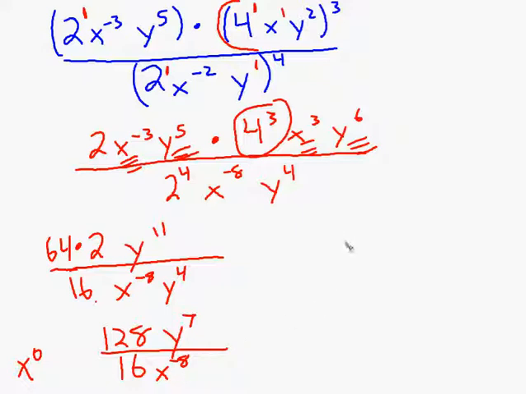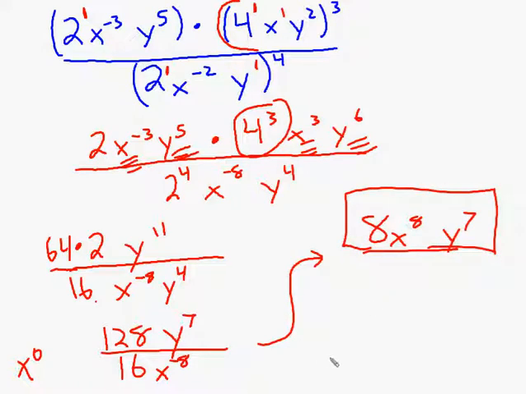And finally, I'm going to do some reducing. 8. It's 8 exact. And what do I do with this x? You bring it up. Y to the 7th. So I don't even need to write a denominator. That's done. We're good. See, it's little steps at a time. Don't get your undies in a bunch.